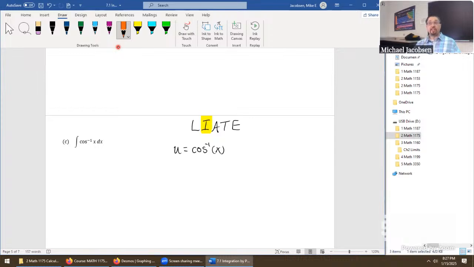Just for a little bit of trigonometry review, you should know that if you write cosine x like this, that's an exponent all of a sudden. You're really talking about 1 over cosine x, which is the secant x function. But if you write this, cosine inverse of x, this is not equal to secant x. This indicates an inverse function.